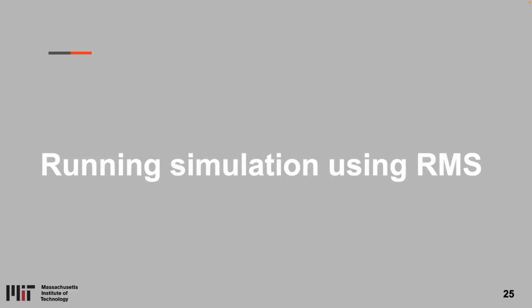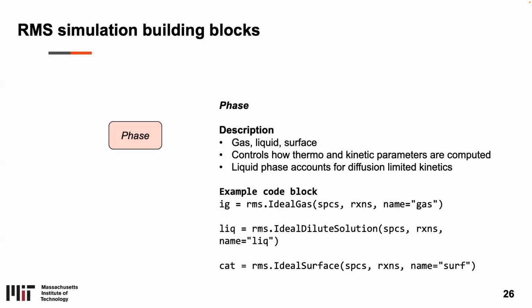Okay, I'm going to continue with the slides part. Here I'm going to talk about how things are constructed in RMS, what you see in a code notebook, what it means, and what assumptions they make. At the end, I will hopefully have some time for you to run the other notebook. RMS simulates things with a few blocks. The first block is called phase. It basically describes whether your system is gas phase, liquid phase, or surface.